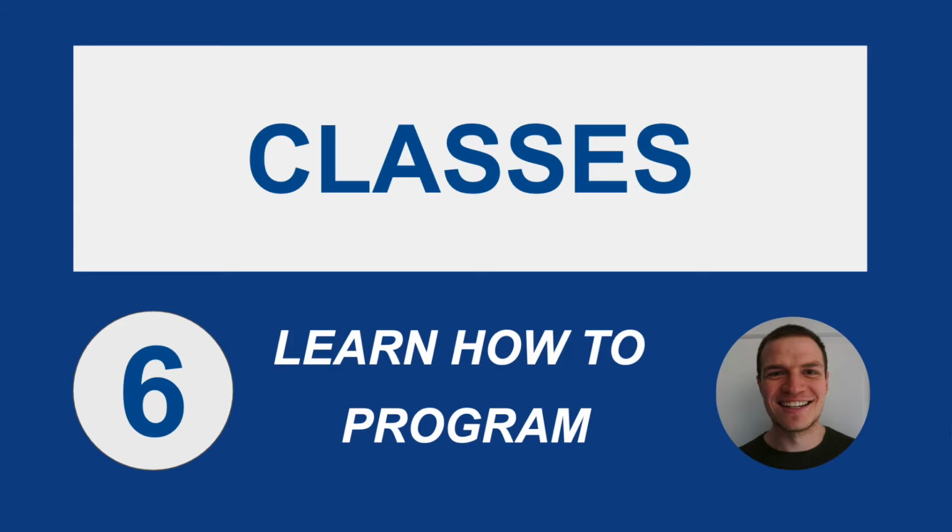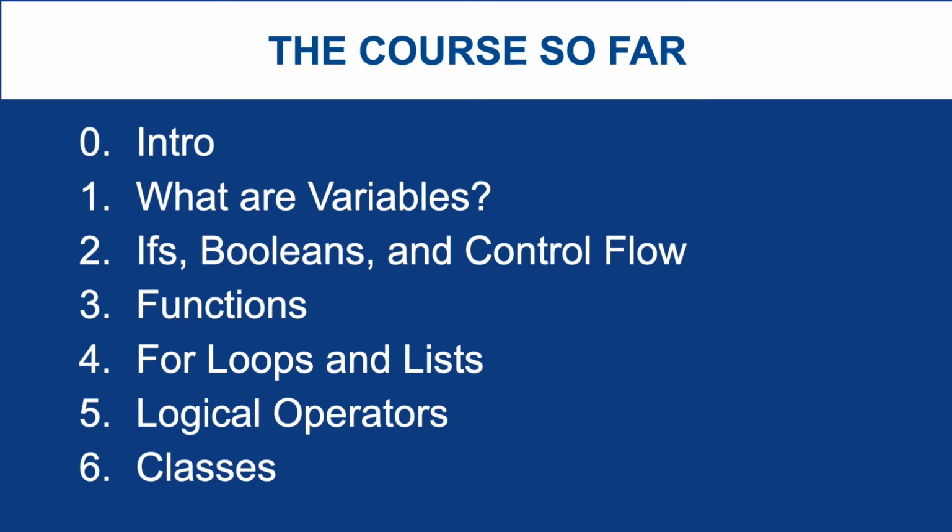Today we are going to be talking about classes. This is part 6. So this is the course outline so far. We've talked about what is programming and why is programming important. We've talked about variables. We've talked about if statements, booleans, functions, for loops, lists, logical operators, and today about classes.